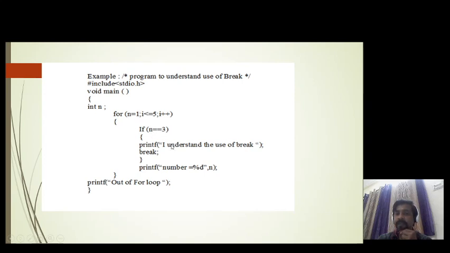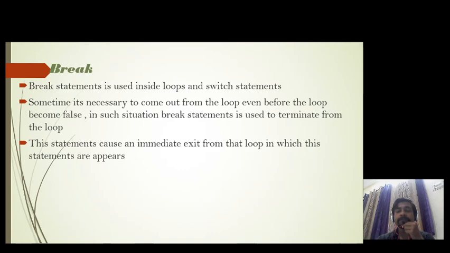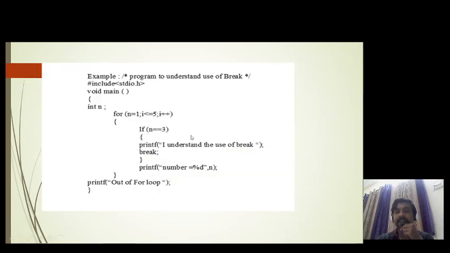When n becomes 3, printf, I understand the use of break, and here I break this statement, meaning as and when we get the value of n equal to 3, I come out from the loop. So print number n is here, and we reach outside of the loop. This is nothing but a simple way when we want to exit from the loop even before the termination condition is reached. Here our termination condition is n equal to 5. But before it reaches 5, I want to move out from our particular loop. That's why we use the break statement.